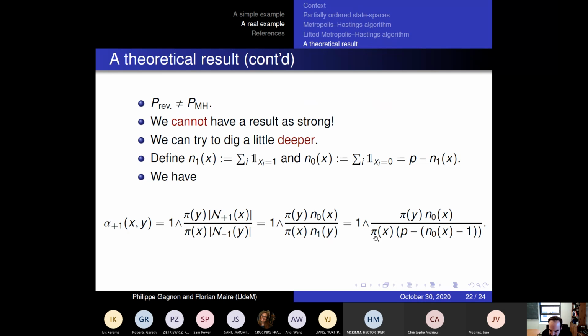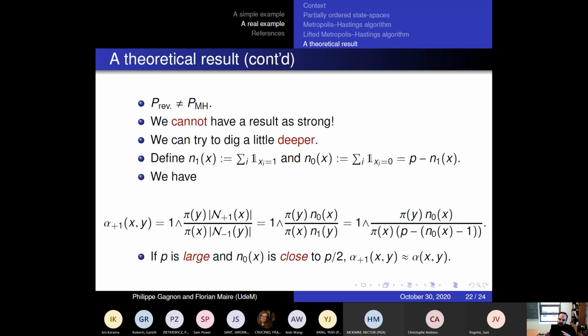So if you look at this, then maybe you start noticing that there is a way of having something similar to MH, okay? If p is large and n0 is close to p divided by 2, then those things are similar, okay? And it's true also for the probability of proposing a value y.